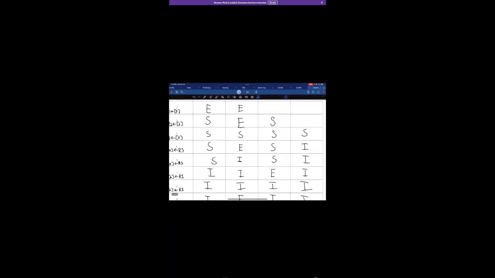Let's go ahead and check it. Compare. So first 3 lines we have E E E S E S E E S E S. Fourth line S S S S. Fifth line S E S I. Here we have S E S I.